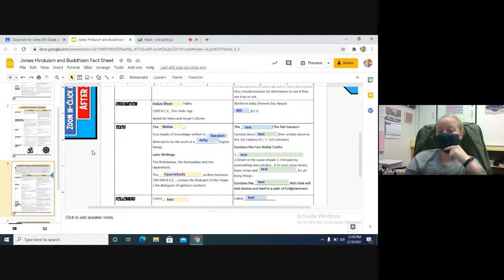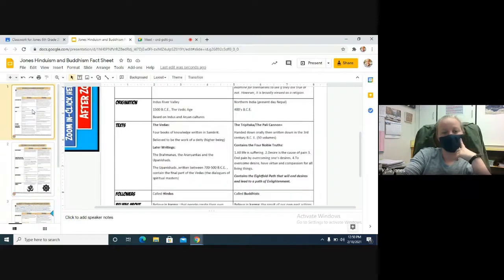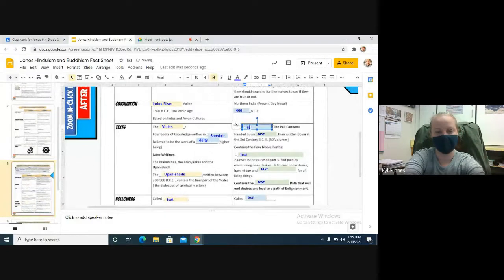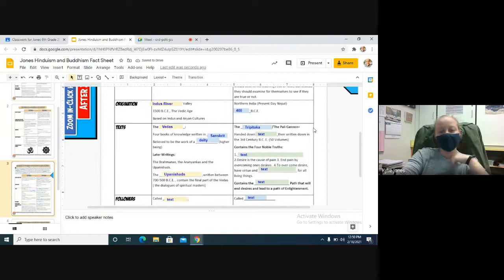All right, let's look at Buddhism then. So for the texts of Buddhism, what are they called? The blank. The Tripitaka. Yeah, the Tripitaka. Also called the Pali Canon, I guess.